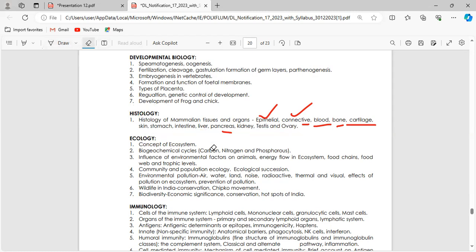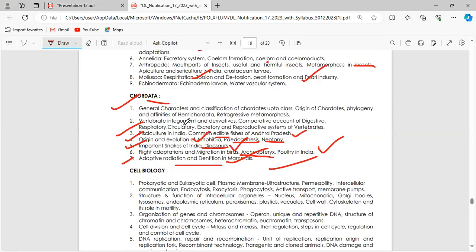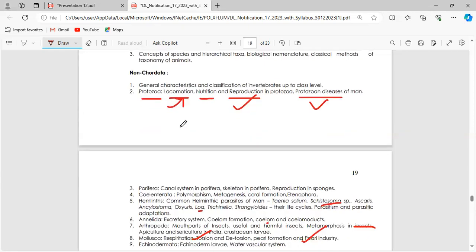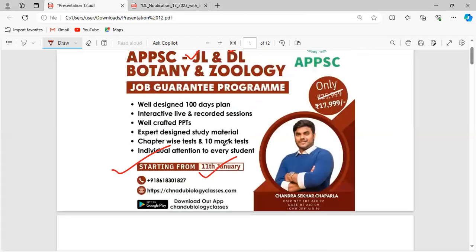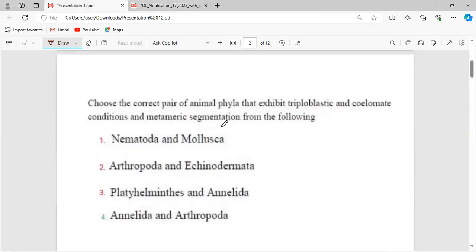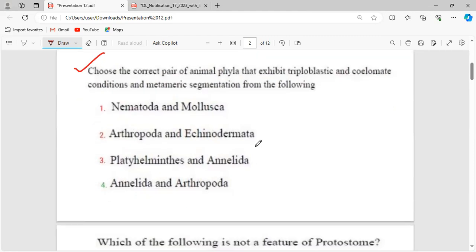Why I'm stressing that the syllabus is very important is, let me prove it, how remembering the syllabus will help you in answering the question, by showing the questions. See, choose the correct pair of animal phyla that exhibit triploblastic and coelomate conditions and metameric segmentation from the following. Consider you didn't read anything about metameric segmentation, coelomate condition. You didn't know anything about it, but you studied the syllabus.